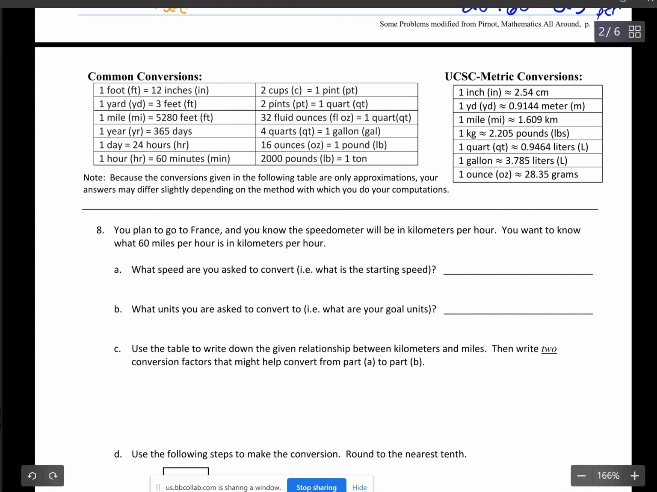So let's read. It says, you plan to go to France. So not now because there's a pandemic, but you plan to go to France. You know that the speedometer will be in kilometers per hour.